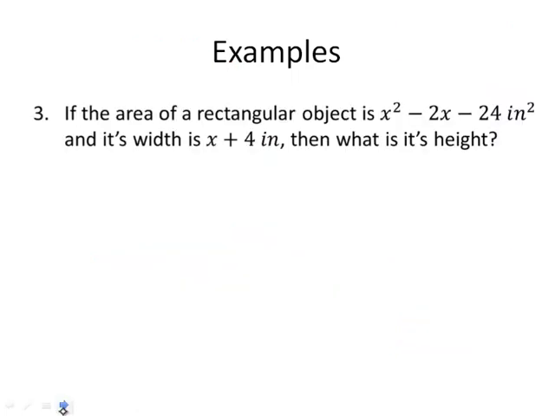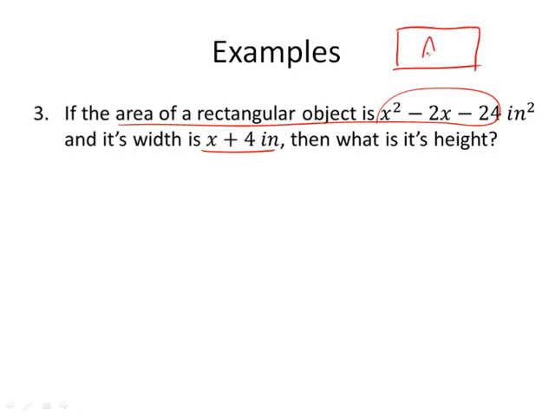Here's another example. Say the area of a rectangular object is this much, x squared minus 2x minus 24 inches squared, and the width is x plus 4 inches. What's the height? Well, if we have the area given, and we have one side given, side, S for side, then the other side would be taken by the area divided by the other side, right? Because A over S times S would give you A back again.